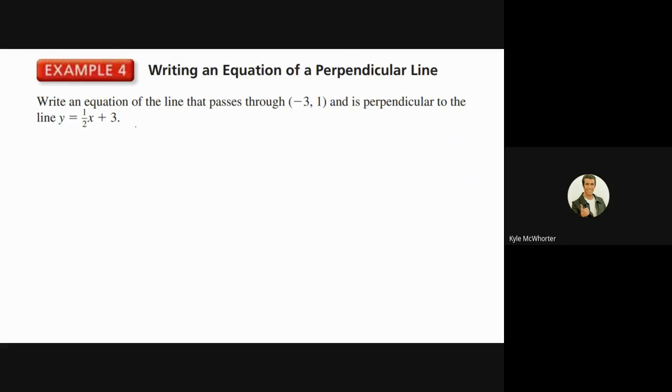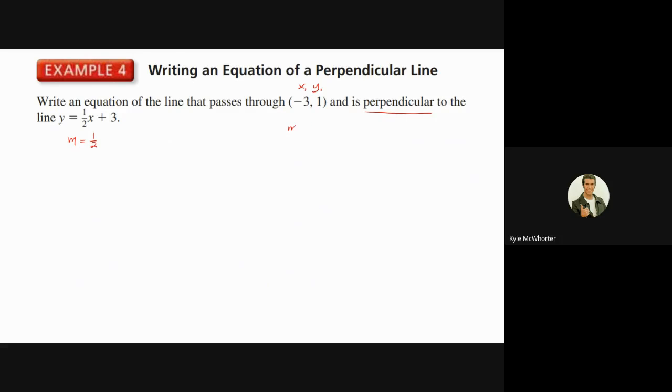Okay, so now here's the last example for this lesson. Write an equation of a line that passes through negative 3, 1. So this is our x1, y1. And is perpendicular to the line y equals 1/2 x plus 3. Well, for this line, the slope is 1/2.